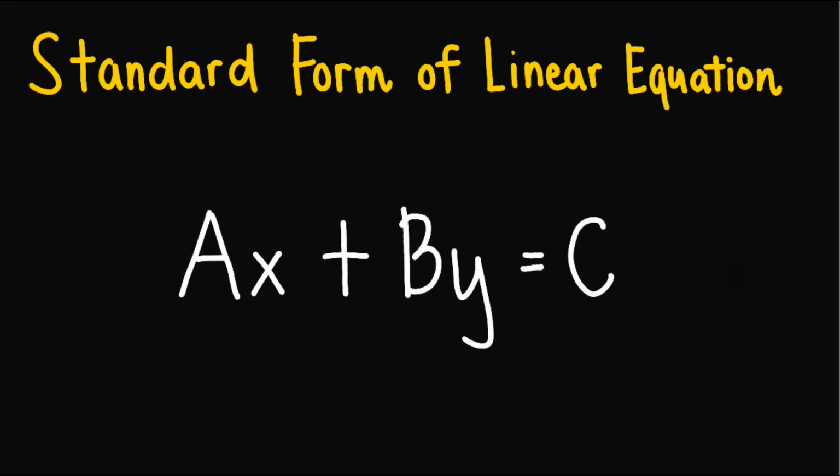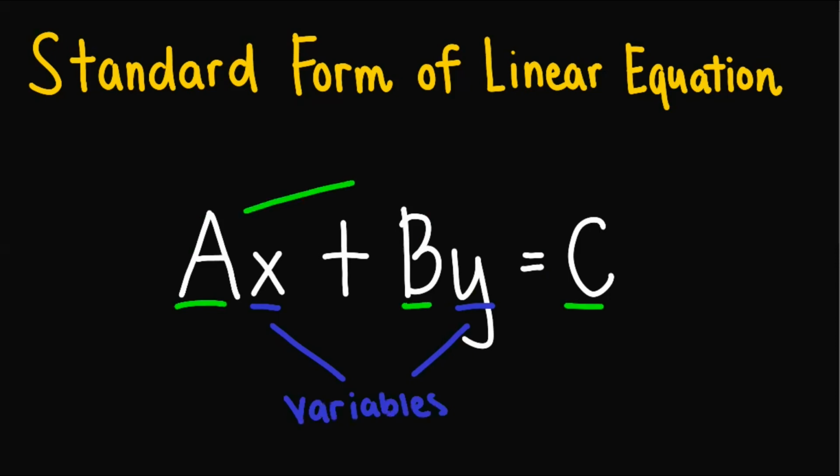With that out of the way, let us define what the standard form of a linear equation is. Its standard form is given by ax plus by equals c, wherein x and y are variables, and A, B, and C are constants. If you don't know how variables and constants are defined, I can put a link around in this video wherein I discussed the definition of variables and constants.